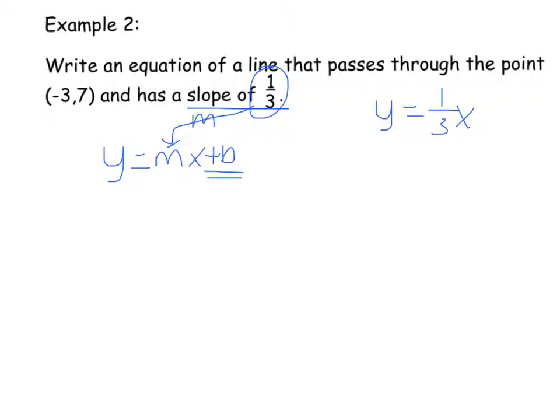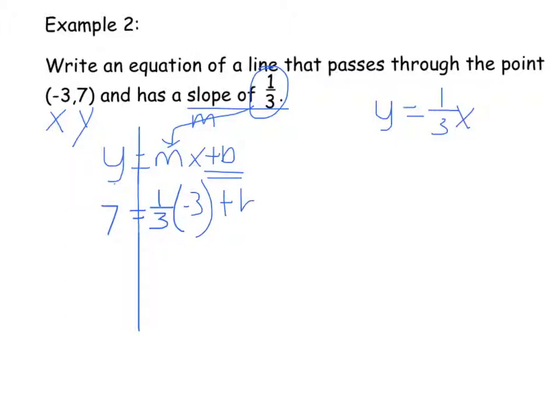And again, how we find that is we can put negative 3 in for x, 7 in for y, and 1/3 in for m, and solve for b. So I'm going to come up here and I'm going to get my y, which is 7, and I'm going to get my m, which is the slope, 1/3, and I'm going to get my x right here, negative 3, and remember, if there's no symbol in between, it means multiplication, and then carry the plus b down. Now I can solve for b.